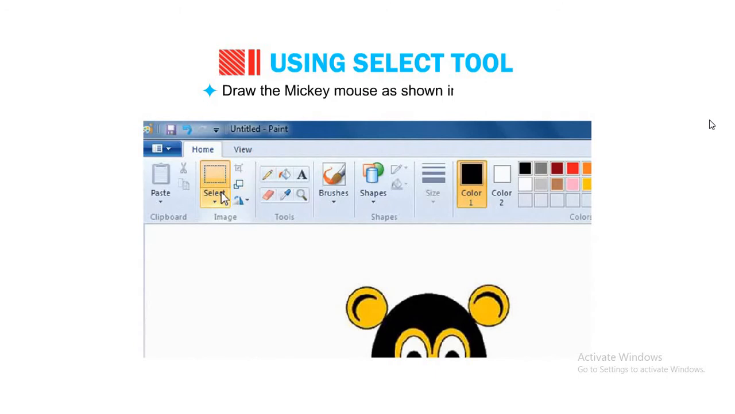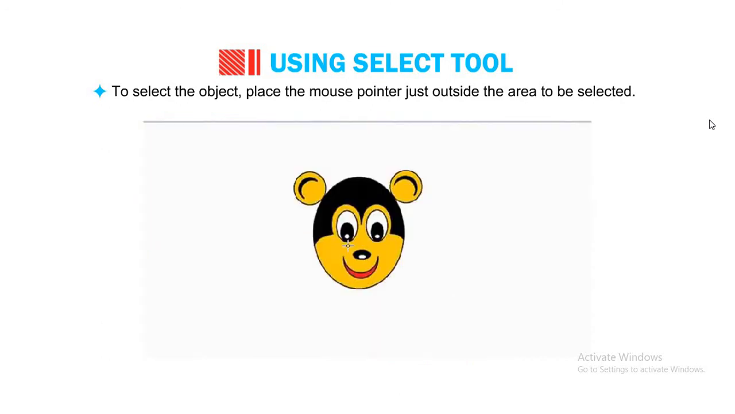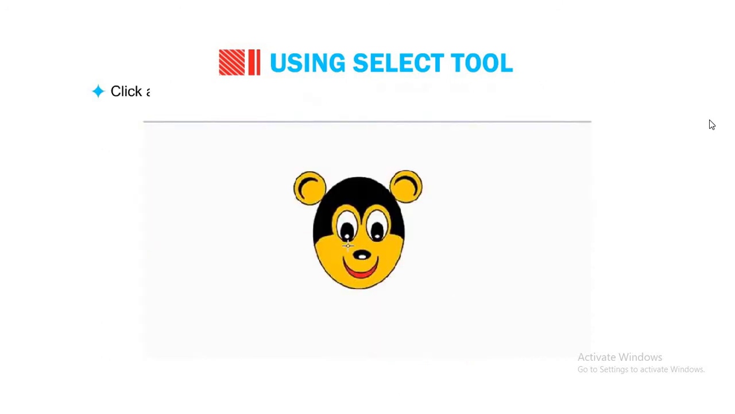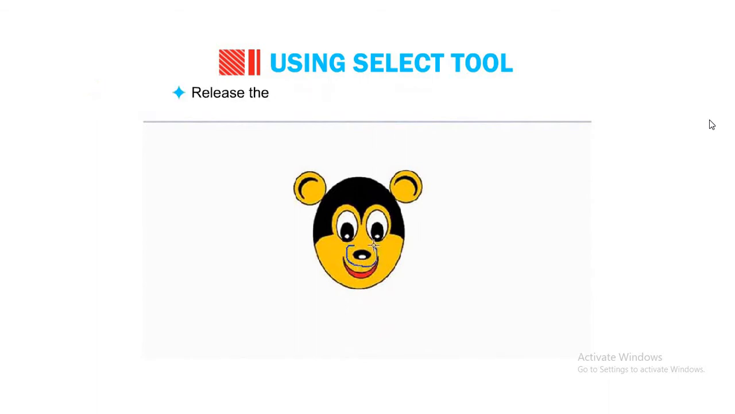Now we shall find out how to use the Select tool. The Select tool is used to select any part of the picture that we want to change. Draw the Mickey Mouse as shown in the figure. Click on the rectangular selection tool. To select the object, place the mouse pointer just outside the area to be selected. Click and hold down the left mouse button and drag around the outer boundary of the object. Release the mouse button when it is completely selected.